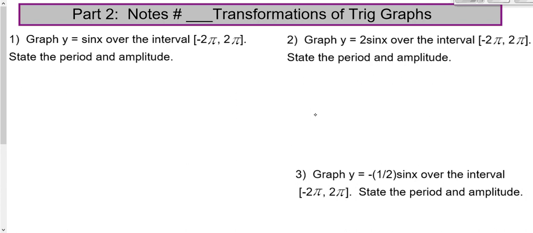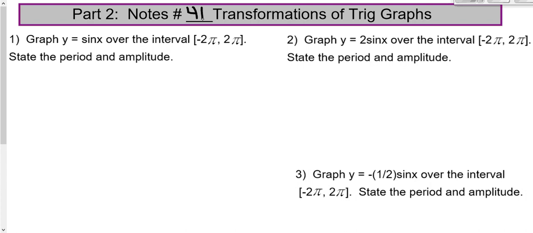All right, so this is part 2 of today's lesson, or this week's lesson, and this would be notes number 41, I believe, and I'm calling it Transformations of Trig Graphs. And here's the big idea that you need to know for this lesson.